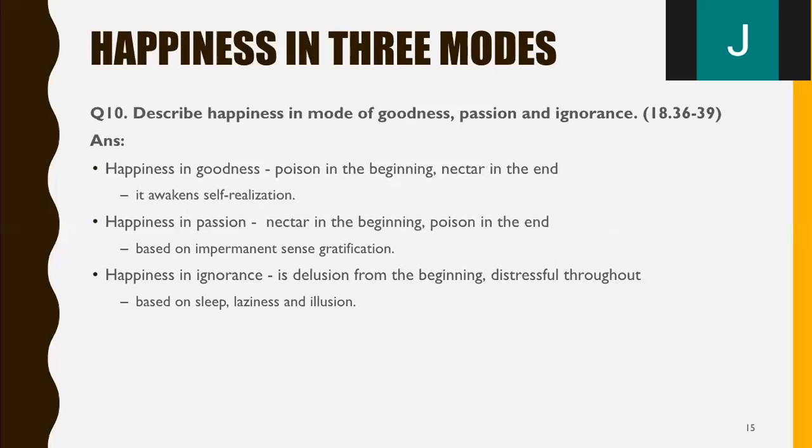Correct. So happiness in goodness comes by practice, by abhyas. For example, you want to gain good health. You have to do practice. You have to go for a morning walk, do some exercise, play some sports. When you do that, it is poison in the beginning. You have to toil hard, but nectar in the end. Good health is there. I feel really nice from inside, energetic from inside. That is happiness in goodness. It awakens self-realization. You feel inspired. All the good feelings are there.